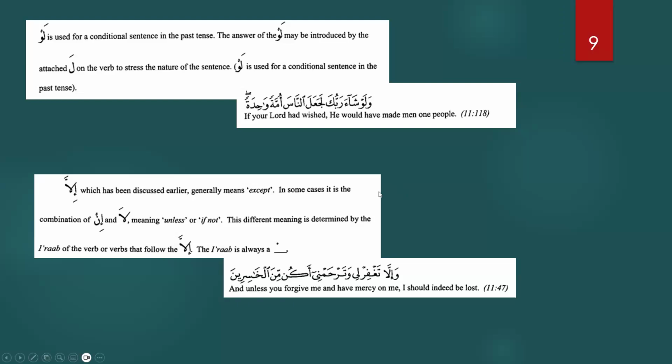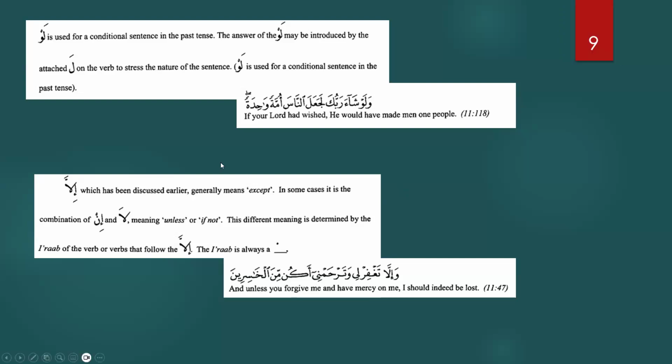Sorry, I have a quick question. We have conditional law, but sha'a is in the past. When we look at the translation, it says, if your Lord had wished. So here it stays past and it didn't change the meaning to present. So it's not part of those four words that change the meaning.